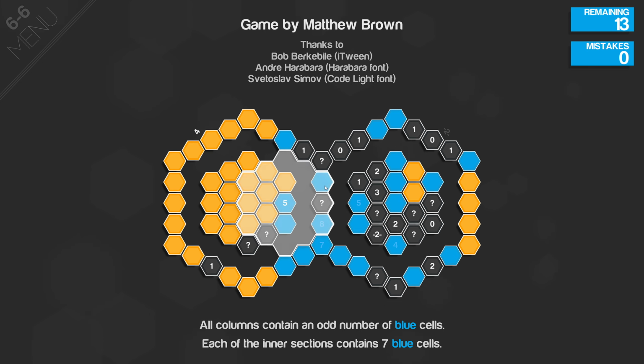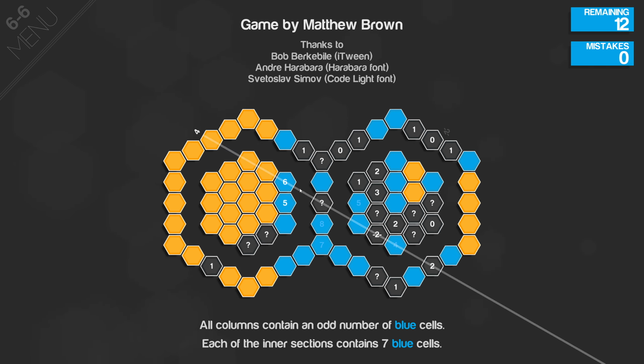5 is 1, 2, 3. We need 2 of these to make up 5. Well, before we do that, we have this vertical here that only has an odd number of blue in it, so we need another one. That gives us 1, 2, 3, 4. We need 1 of these now, but how's this 6 looking? 1, 2, 3, 4. We need 2 of these to be blue.